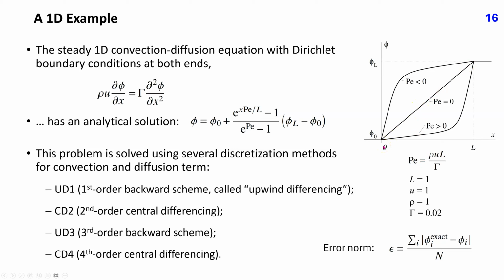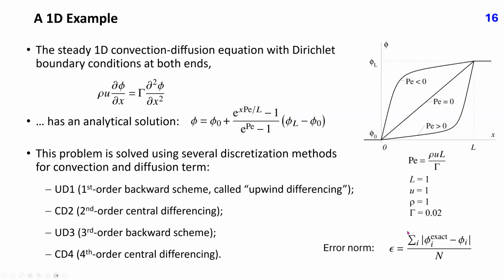When convection dominates, the effect of diffusion is felt over a shorter distance and the variation of phi becomes locally more sudden. For approximations of the first derivative, that is convection term, we used first order backward, called upwind differencing, second order central differencing, third order backward, and fourth order central differencing. For the second derivative, that is diffusion term, second order or fourth order central differencing was used. Asymmetric approximations are practically never used for diffusion terms.